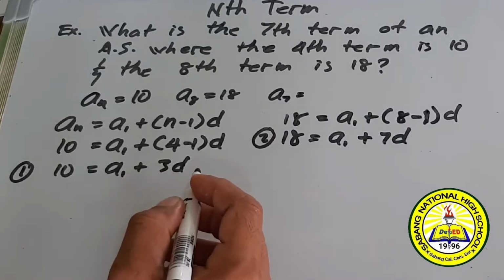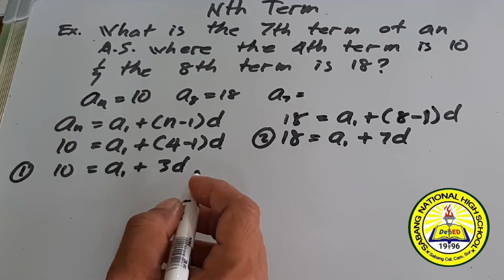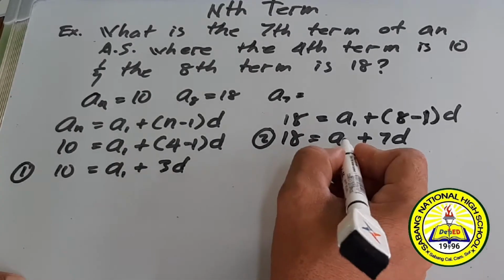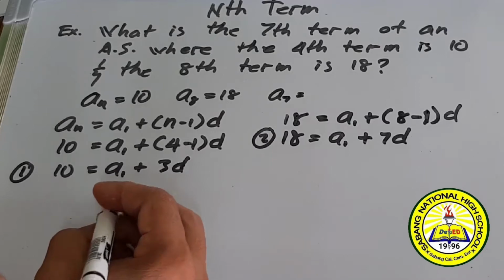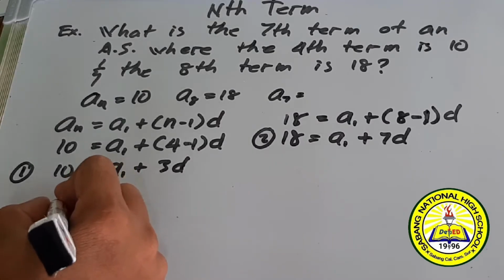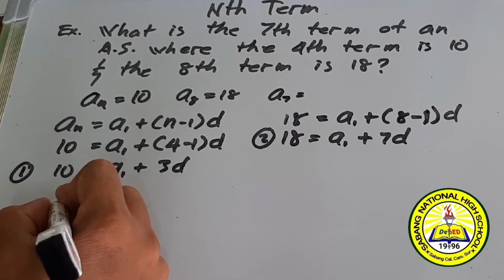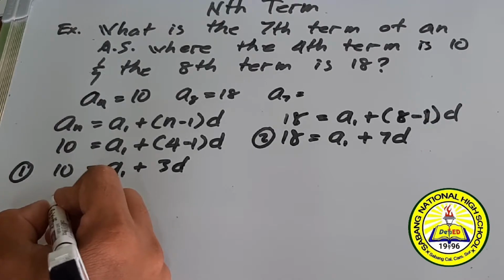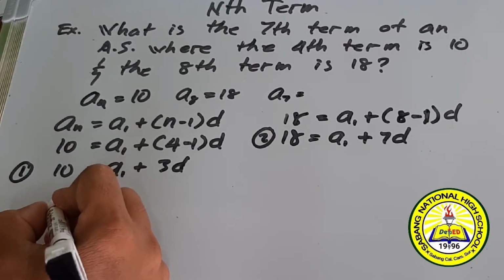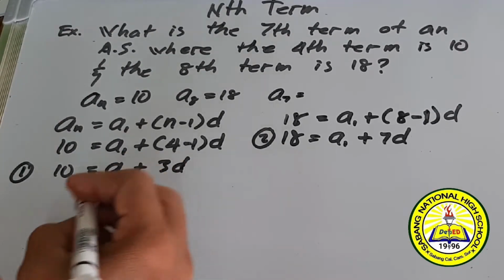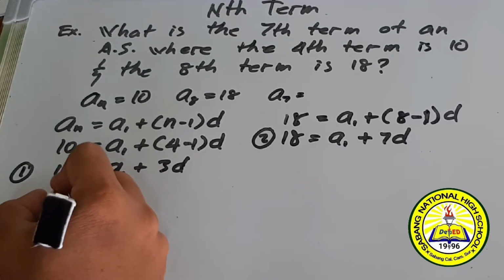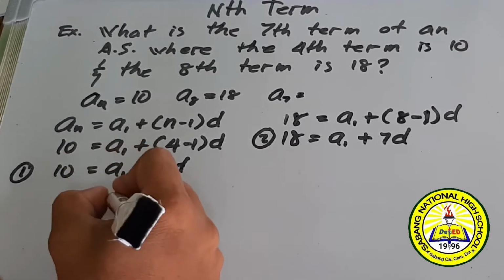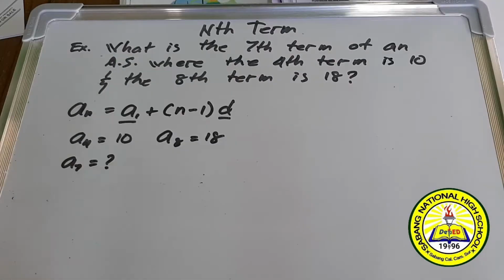So, how are we going to find the common difference? To find the common difference, we are going to cancel out a sub 1. To cancel that out, we are going to use the elimination method. So we have 10 on our first formula is equal.